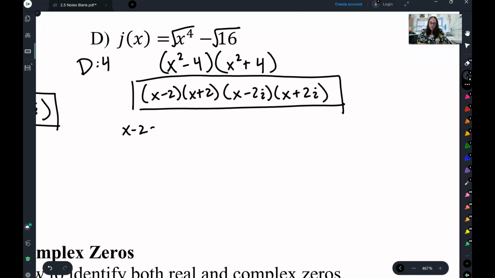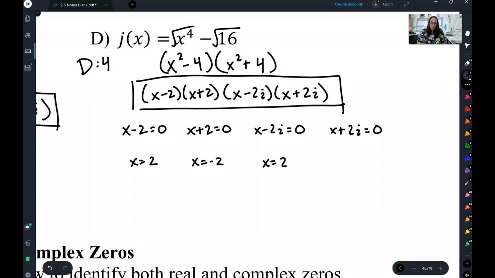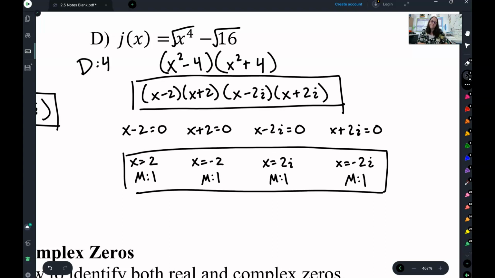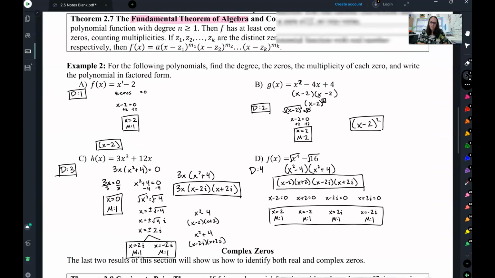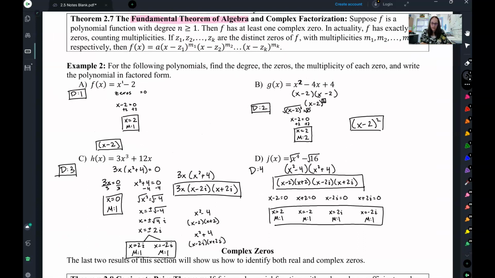And if I take each factor and set it equal to 0, that will give me my 4 zeros. So I have x equals 2, x equals negative 2, x equals 2i, x equals negative 2i. And they all have a multiplicity of 1. So degree 4, 4 answers, it still works. That is why it's called the fundamental theorem of algebra. Whatever the degree is, that is how many answers you should get.